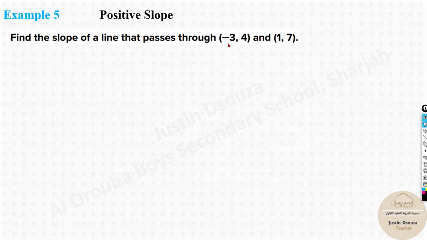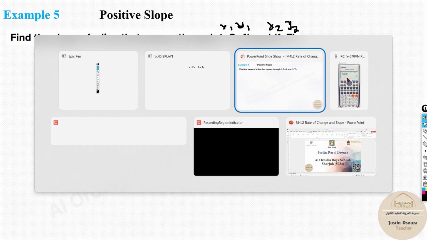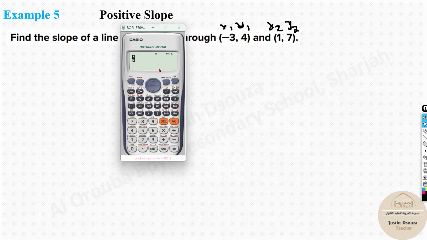Find the slope of a line that passes through these 2 points. If it's given like this, it's so easy. It is x1, y1, x2, y2. And now put it in the formula and solve. I'll directly use the calculator because we have been doing this for quite a while now. You have to just do y2 minus y1, 7 minus 4 divided by 1 minus of negative 3.